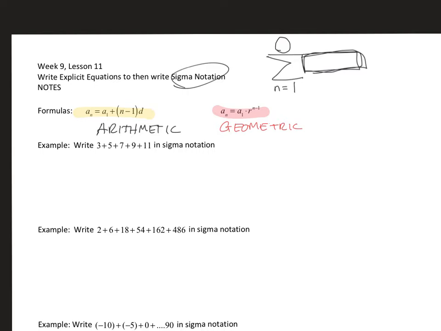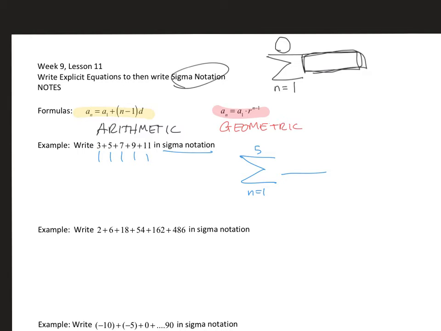Anyway, let's start with example number 1. It clearly says write in sigma notation, so I'm just going to start with this and put in n equals 1. The second thing I'm going to do is count how many numbers there are in this series. 1, 2, 3, 4, there are 5. Now all I need to know is, what do I write there?